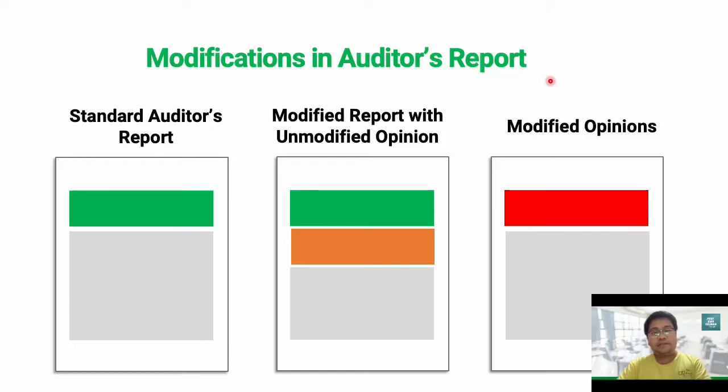Then we go to the next section. So the next section are the modifications in auditor's report. What we've seen so far earlier is what we call the standard auditor's report, meaning those where we issued unmodified opinion and there's also no modification in any portion of the auditor's report. So in the standard auditor's report, we issue unmodified or unqualified opinion without explanatory or additional paragraphs.